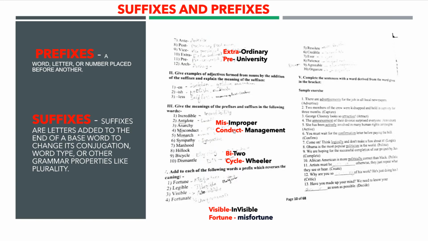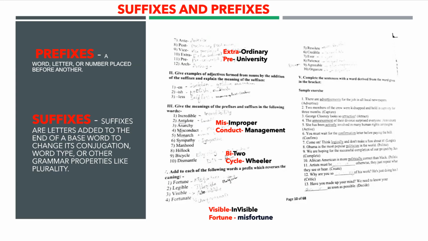Some more examples if we see for the prefixes is here. Improper. Now, this means give the meaning of the prefixes and suffixes in the following words. So we have to give the meaning for the words present here. If I would like to give an example of bicycle. Bicycle, we know what bicycle means. If I want to elaborate, bi means two. Cycle means wheeler. Two wheeler, bicycle, both same, na.